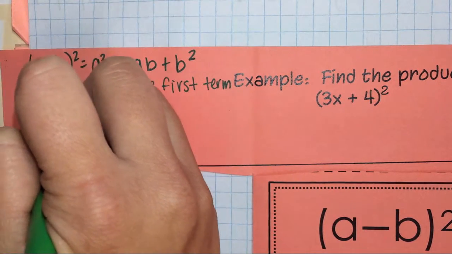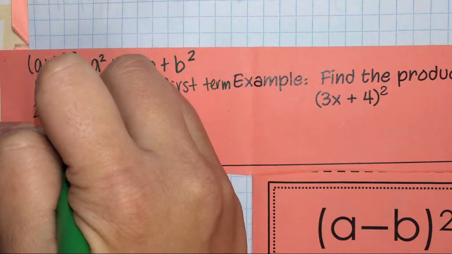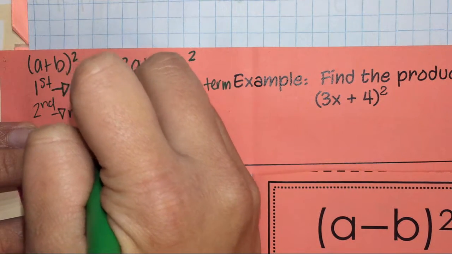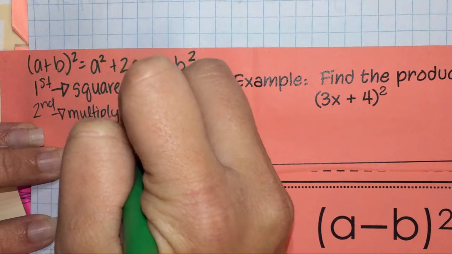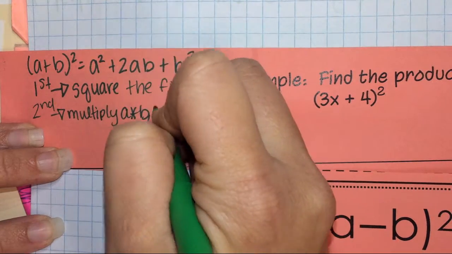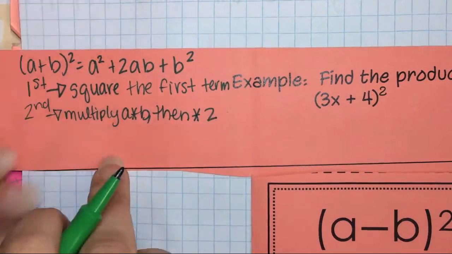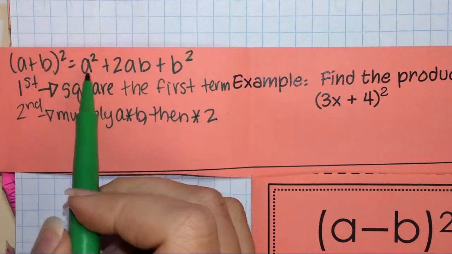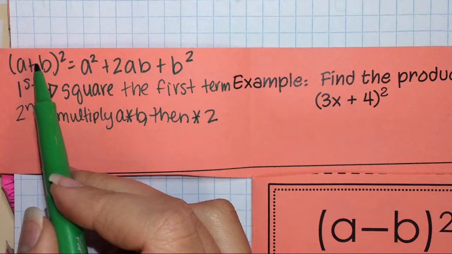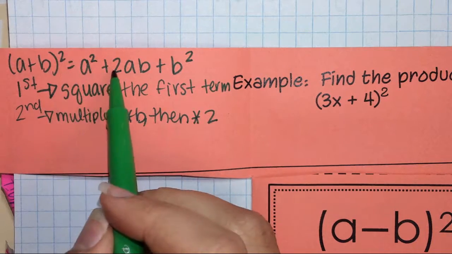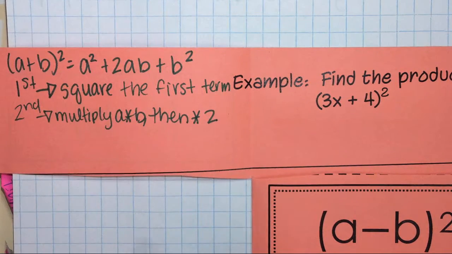Alright, your second step is to multiply a times b, then times 2. So if you multiply a times b together, you get ab. And then multiply it by 2, you get 2ab. Isn't it magic?